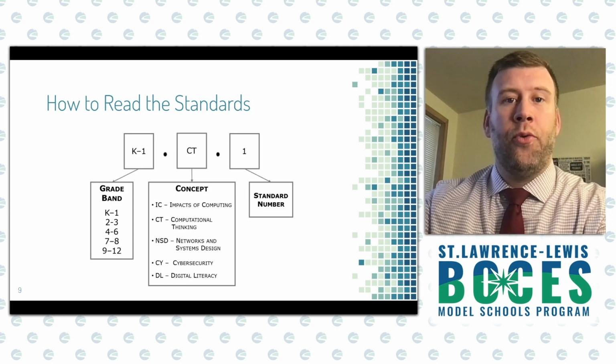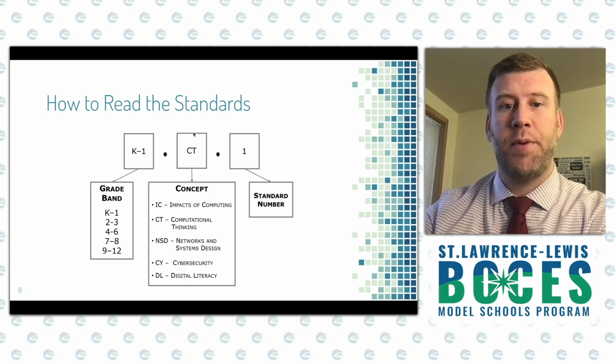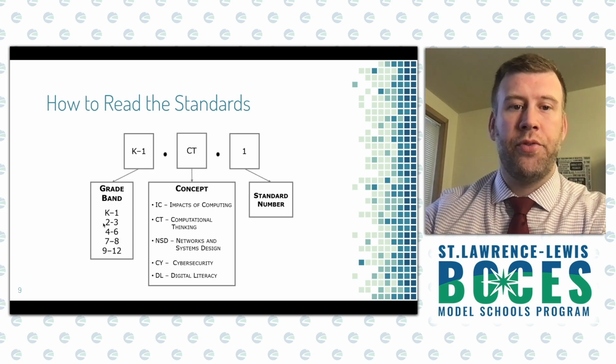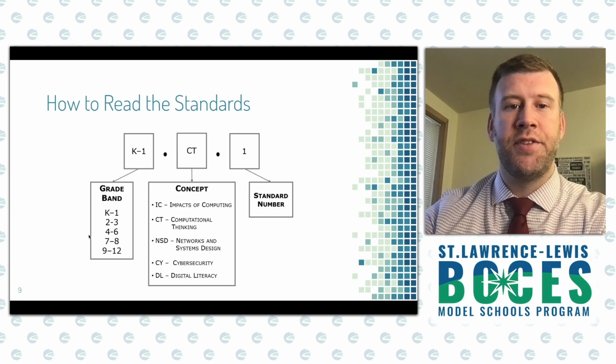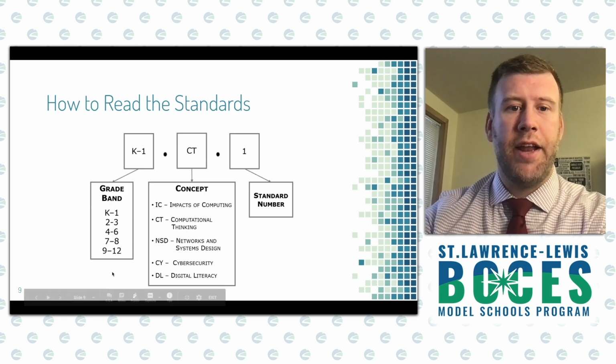This is how we go about reading the standards. As you'll see, there are 3 parts. Each part is separated by a period. You first have the grade band, there are 5 of those. K-1, 2, 3, 4 through 6 is one of the 2 largest grade bands. 7, 8, which is traditionally your middle schools, junior highs, and then 9 to 12, your high schools.